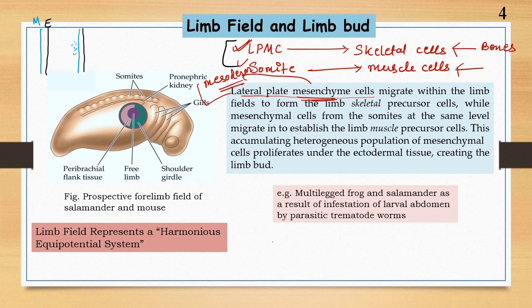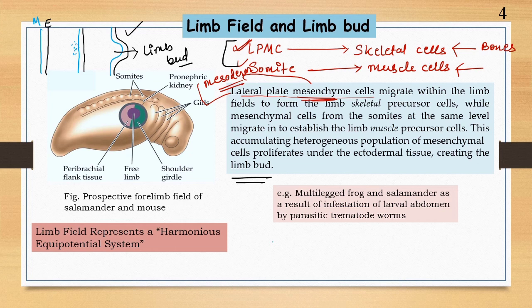and as the space is limited, this mesodermal cell will start bulging out due to excess proliferation. And when the mesoderm bulges out, the ectoderm bulges out with it. They start progressing forward, and this bulge is known as the limb bud. This limb bud has an equipotential system. As we know, the limb bud is created from the limb field, so they are known as an equipotential system.